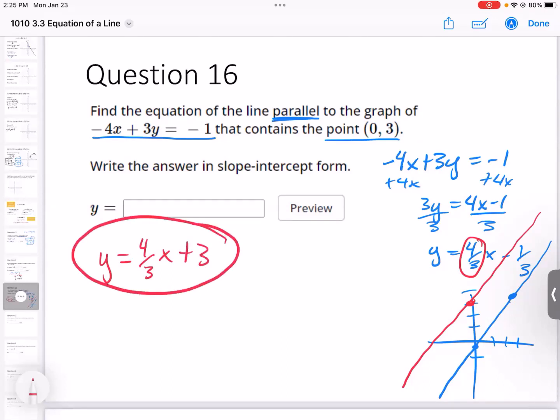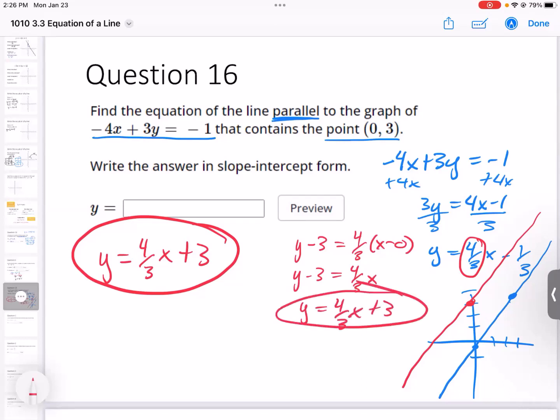If I had chosen to do a point slope form, you would still get the same answer, because point slope form would be y minus 3 equals 4/3 times x minus 0. But when you simplify that and get y by itself, you end up with y minus 3 equals 4/3 times x, because x minus 0 is just x. And then you'd add the 3 over, and you end up with that same answer. So in this case, because the point they gave us was the y-intercept, you can just go directly to that. But even if it wasn't, you could still use point slope form to get to it.